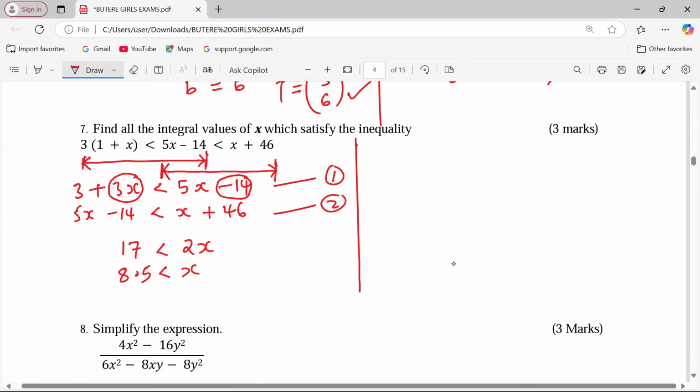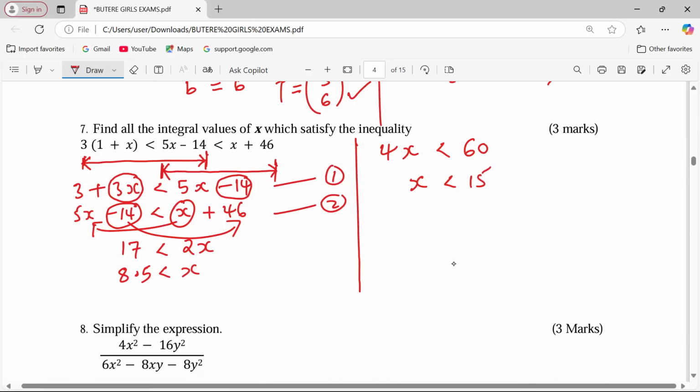We group terms again. So we're supposed to have x taken to the left, whereby 5x, we subtract x. That will be 4x less than 14, which is negative here, should be added to the right. 46 plus 14 gives us exactly 60. So when we talk about 60 now, divided by 4, this will give us 15. So we'll be talking about x less than 15.